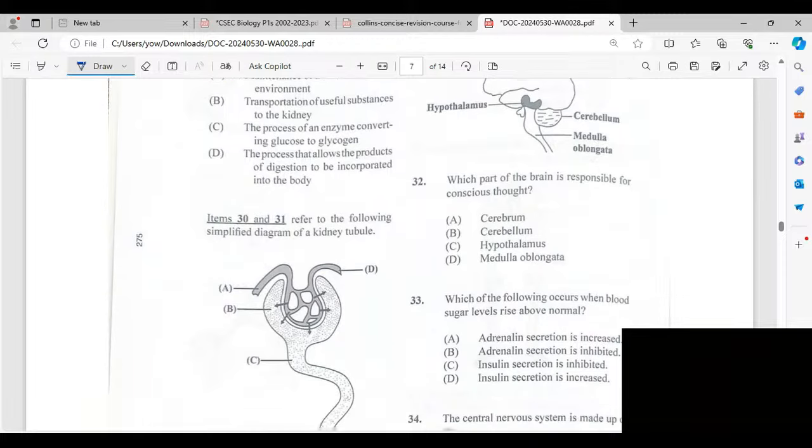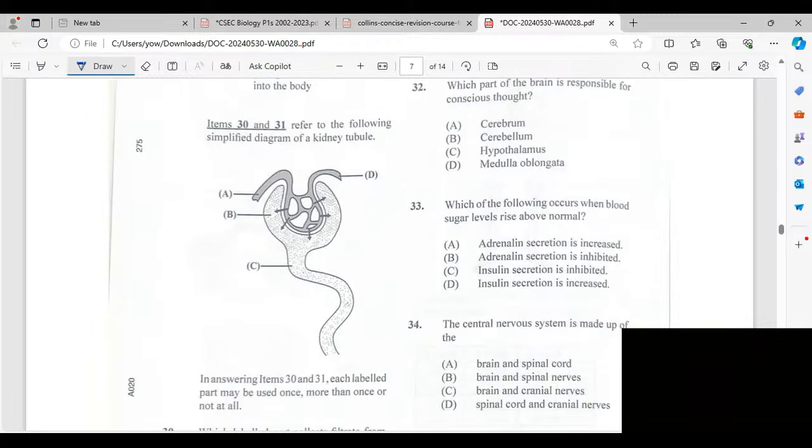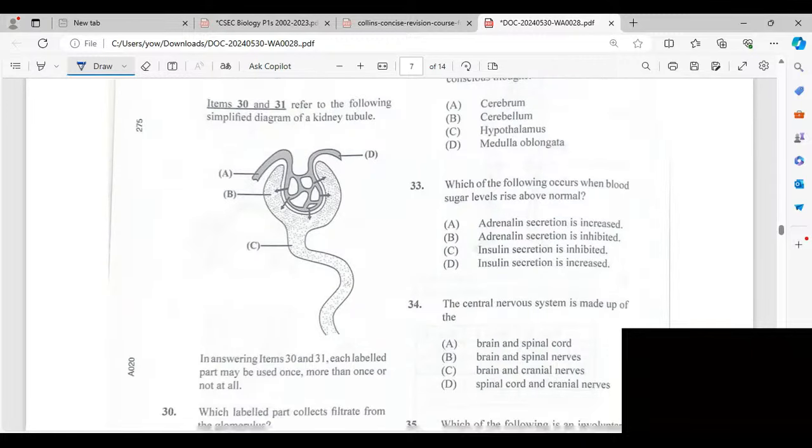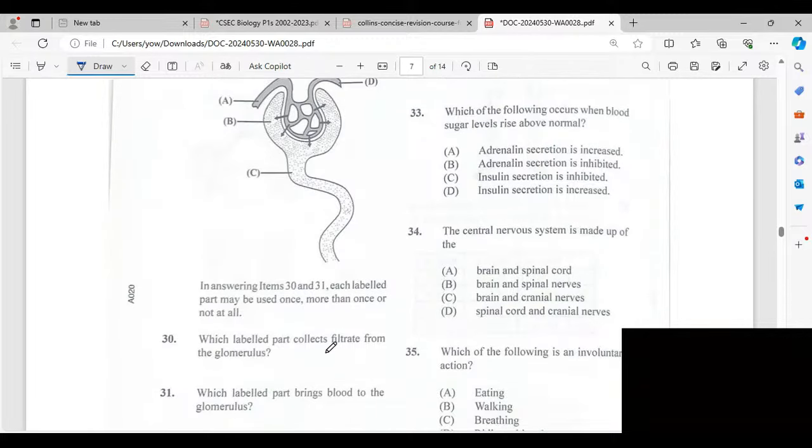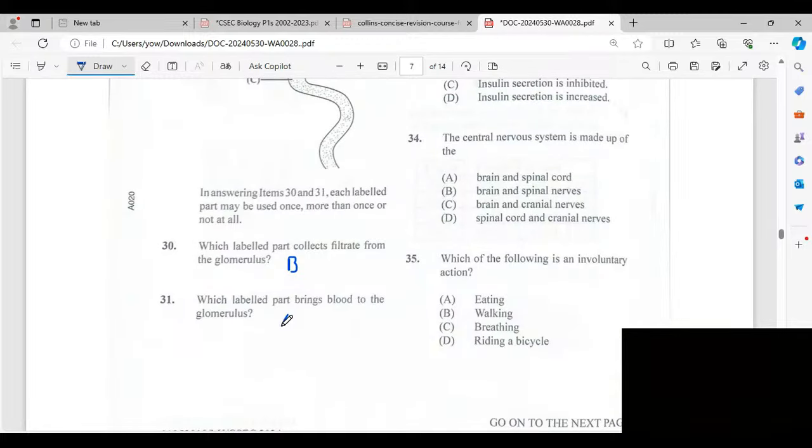All right. 30 and 31. This is a very famous question. It refers to this simplified diagram of the kidney tubule. They'll ask 30 and 31. Which label shows the filtrate from the glomerulus? So the glomerulus is here. It pushes the blood into the Bowman's capsule. And that would be B. So B for 30. Then, which label brings blood to the glomerulus? That is the renal artery, which is A. Renal artery. It's A. Brilliant.